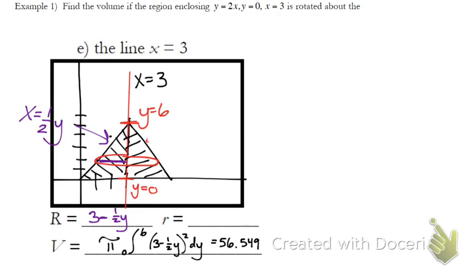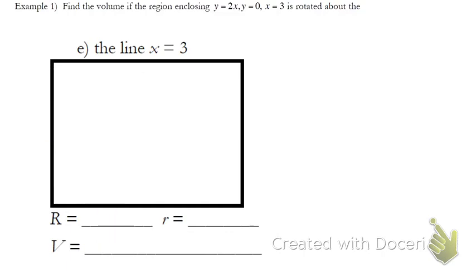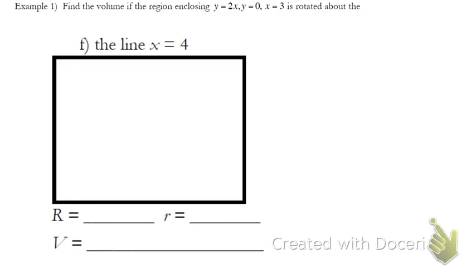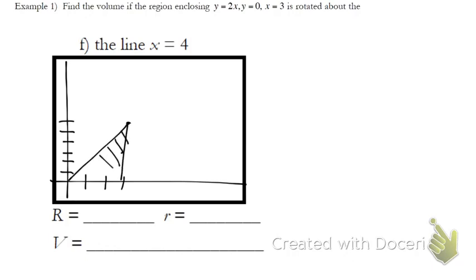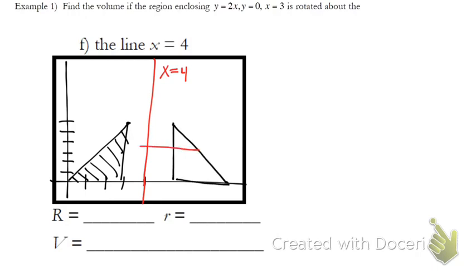And the last example we're going to do with this shape before we move on to a different one is this one. So, same shape. Let me draw it one more time. Only this time we're rotating it around the line x equals 4. So here's the line x equals 4. So if I reflect that shape across the line x equals 4, it looks like this. And if I connect it, here's my outside circle, here's my inside circle.